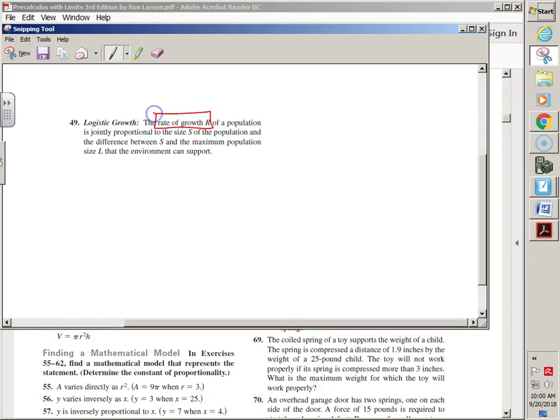So we have this, jointly proportional to size and difference. There's a lot of words in this one, huh? Okay, so who's our Y? Let's start there. Rate. Jointly. Isn't that one of these guys, like K times times? I don't see it inversely anywhere, right? I don't think it's K divided by, and jointly means there's more than one. So what is it jointly proportional to? What's one thing?